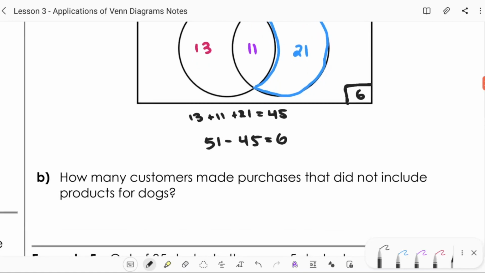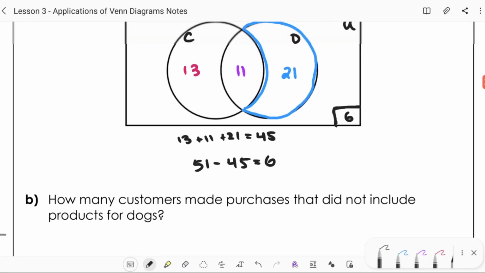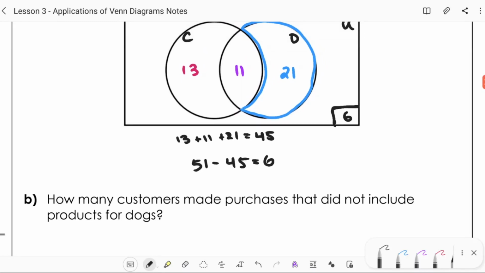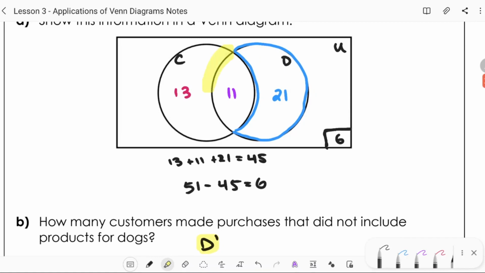How many customers made purchases that did not include products for dogs? So what areas is this asking about? I'm talking about the set of D prime, right? I'm talking about the complement of D. And what that includes is actually going to be a couple of locations. That includes these purchases that were strictly for cats, but also purchases that weren't for cats or dogs, right? Again, those birds or chinchillas or geckos or bearded lizards, whatever you're buying for.